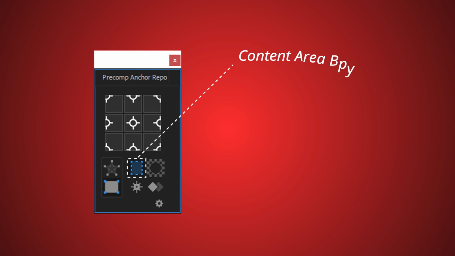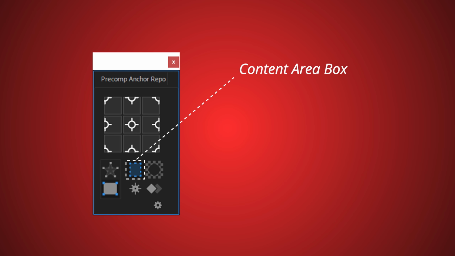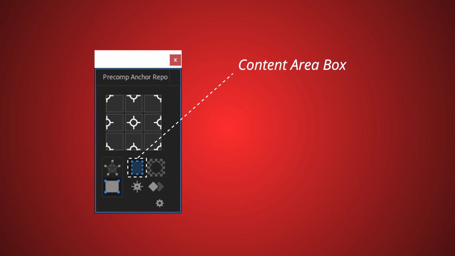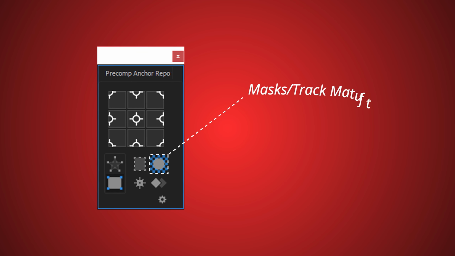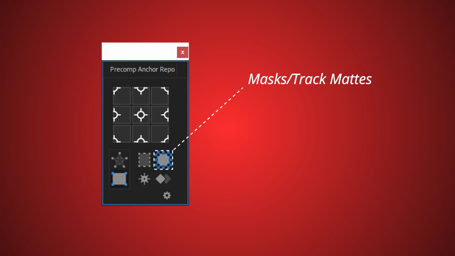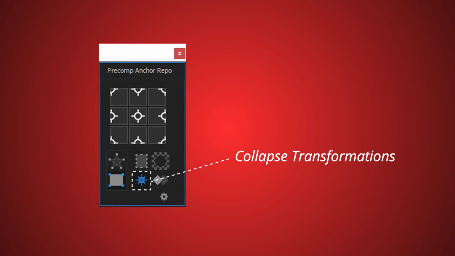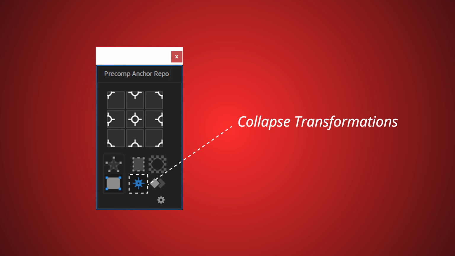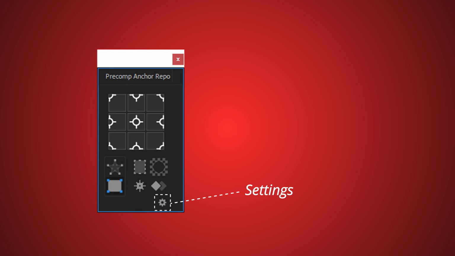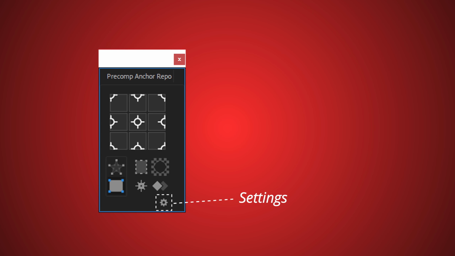This toggles the content area box, which displays the layer content area of the selected layer. This button toggles masks and track mats. This button toggles the way keyframes are handled. And this button toggles collapse transformations. And finally, we have the settings button, which opens up another window.